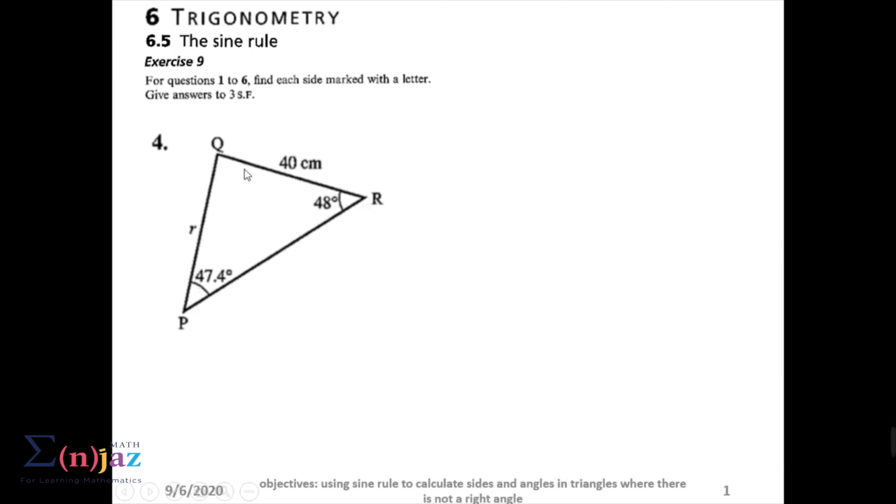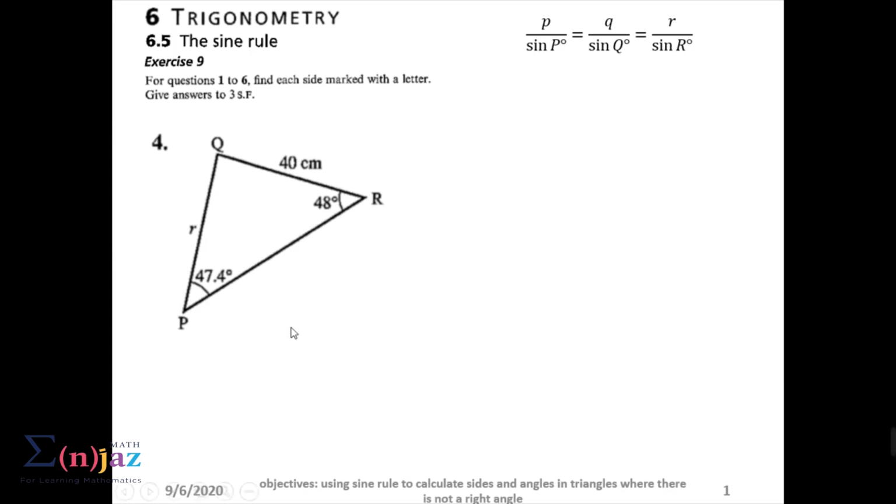At last, this is angle Q, which is unknown, and we can always find it by adding the 47.4 and the 48 and subtracting the total from 180. And RP actually represents Q small. Now, let's write the sine rule. The sine rule states that the length of the side over sine the angle that is opposite to that side.